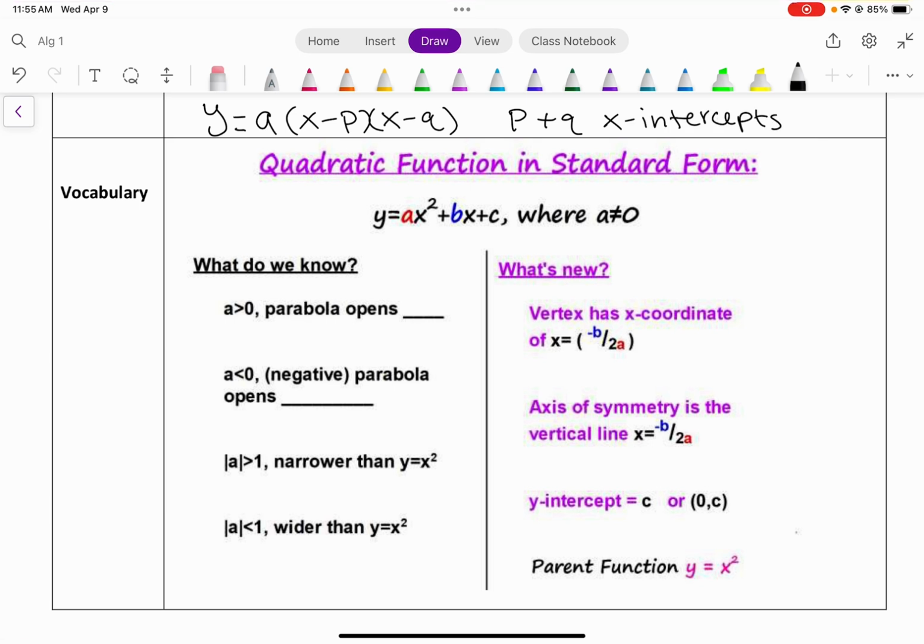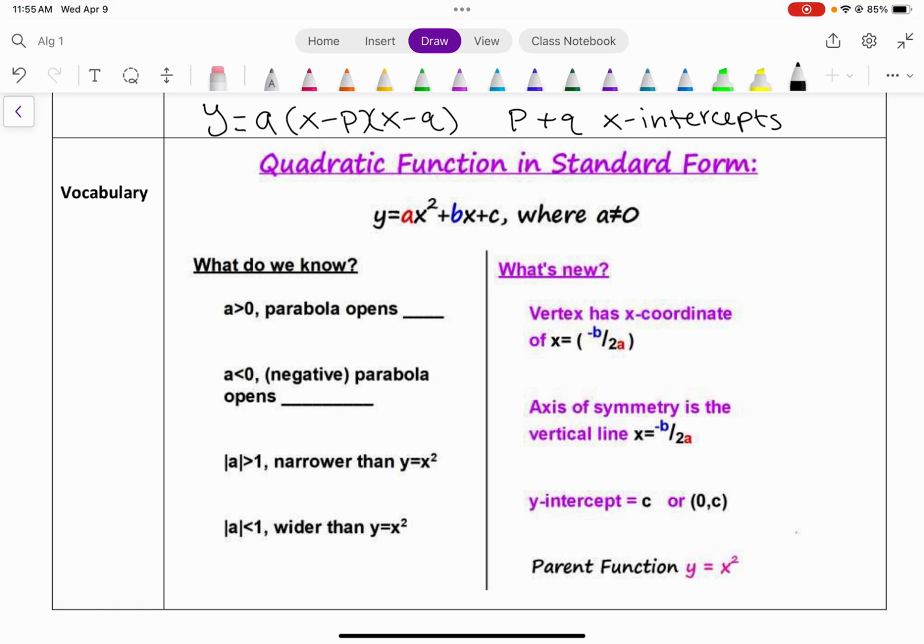Standard form is y equals ax squared plus bx plus c. This should look familiar, right? We've been working with standard form for a couple of units, and we remember using the a, b, and c values to solve for our x-intercepts with the quadratic formula. So when we're thinking about standard form, we use it differently and it gives us different information than factored form, so we have to graph differently.